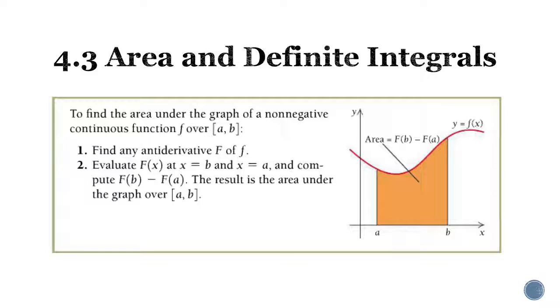And that's really what we're going to do. We're going to find the antiderivative, we're going to evaluate it at b, we're going to evaluate it at a, and then we're going to subtract the results. And that's all you do.